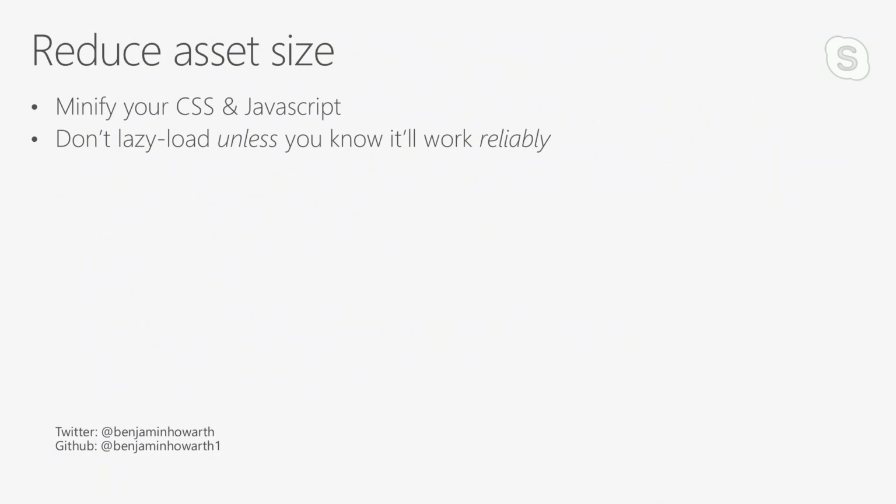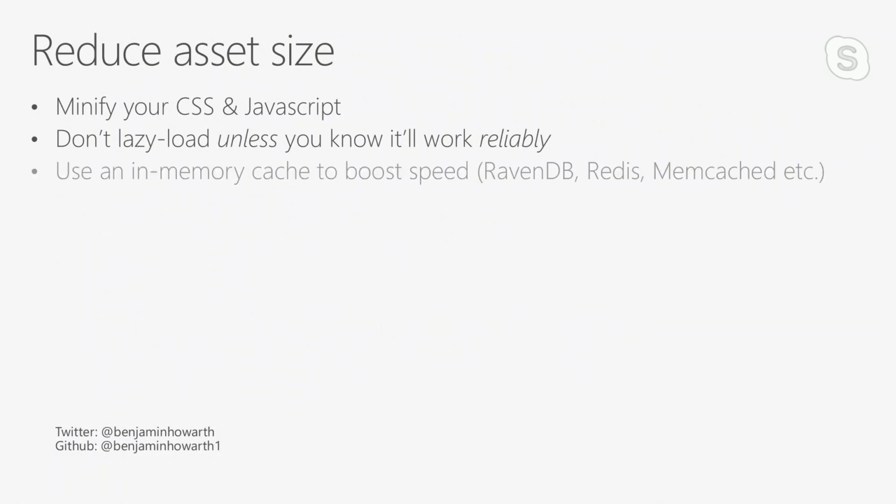If you've got Wi-Fi in the station, that's great, but you've only got it for 2 minutes. If you lazy load your views in, then you go through a tunnel, there's no Wi-Fi, the app ends up being a broken experience. Using an in-memory cache to boost speed. If you need to use a cache to store data in temporary places, whether that's RavenDB, Redis, or Memcached, use it. And send 304s wherever possible, which is simply a 304 not modified.